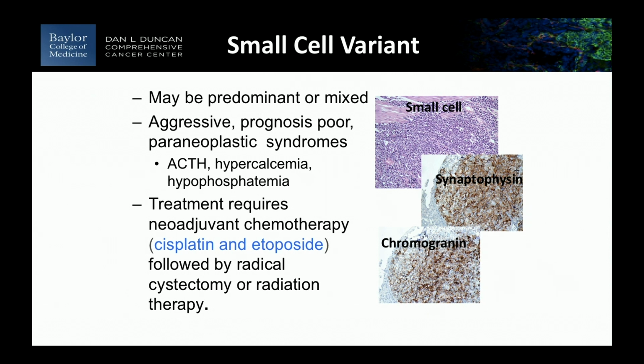And these are chemosensitive tumors. What's really quite interesting is that if you have a mixed tumor, which is common, sometimes the EP regimen will wipe out the small cell, but you'll have residual urothelial cancer because it's not an ideal regimen for a pure urothelial.